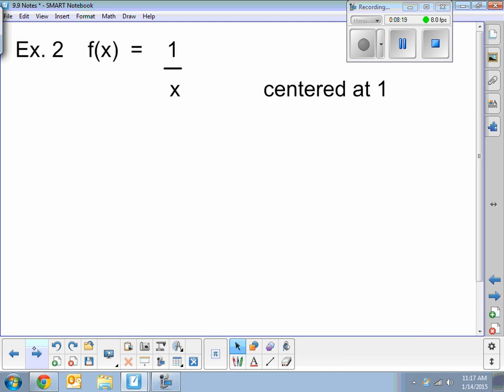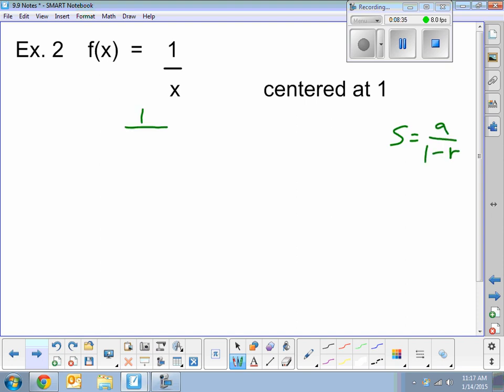All right, let's center it someplace different. Let's look at 1 over x centered at 1. So if I want to center this one at 1, my goal is to make it look like a over 1 minus r. So it's 1 over x. Now I need it centered at 1, so I'm going to say plus and a minus. And let's see what we have now.